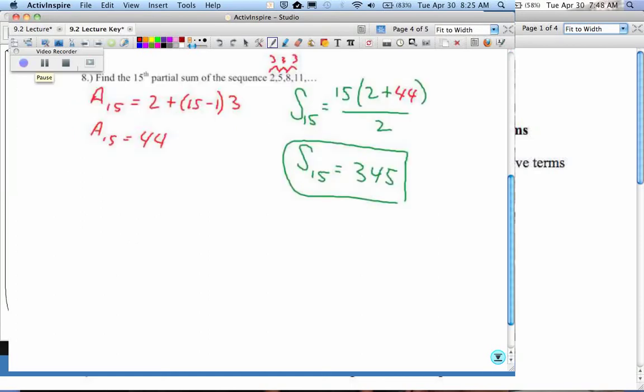Alright, so there's the answer to number 8. It's going up by 3 every time again. That's not what I got. So my first number is a 2. I'm looking for the 15th term, so we did 15 minus 1. The common difference is 3. So you should have been getting a 15th term of 44. Again, when you looked at the sum formula, when they said find the 15th partial sum, you already know that's a 15, that's a 15, you know your first term is 2. The only thing we're missing is that 44. Any question?